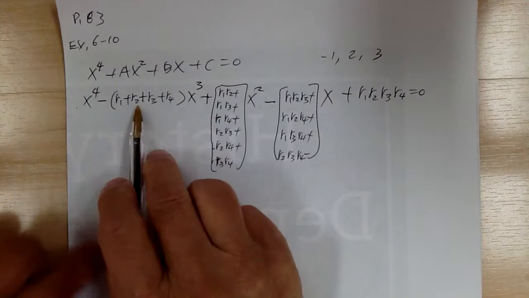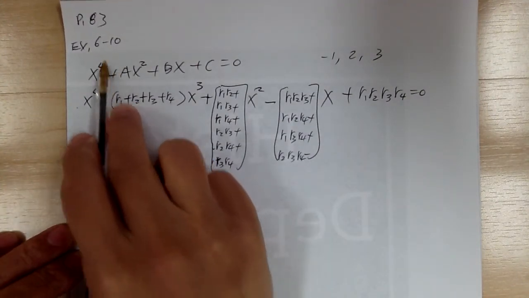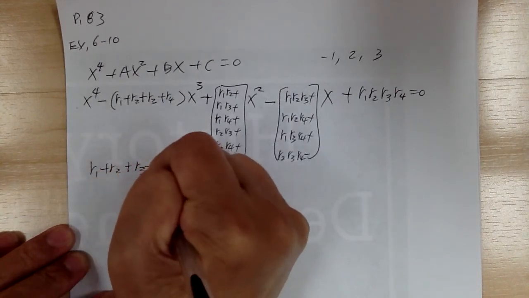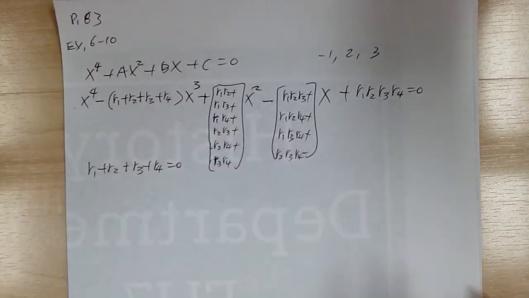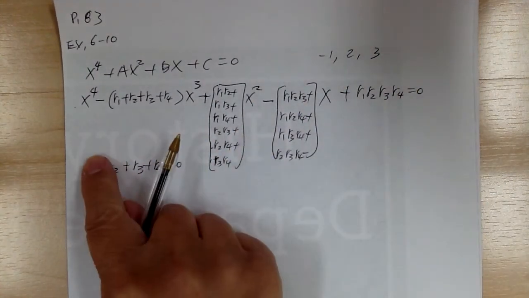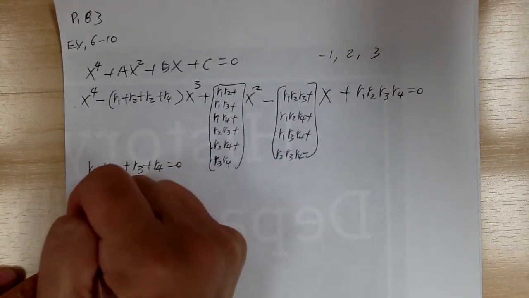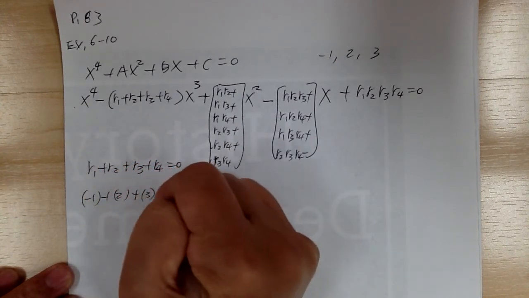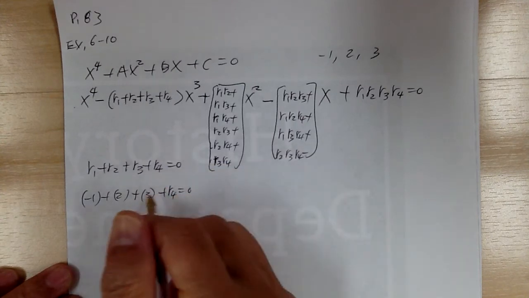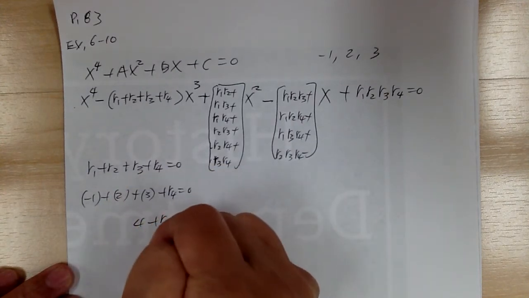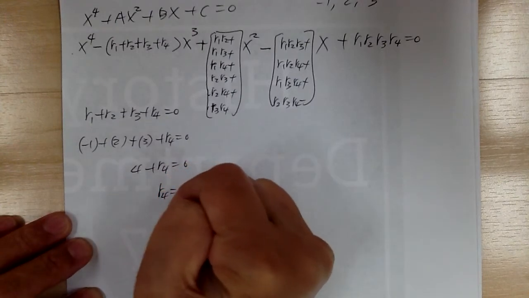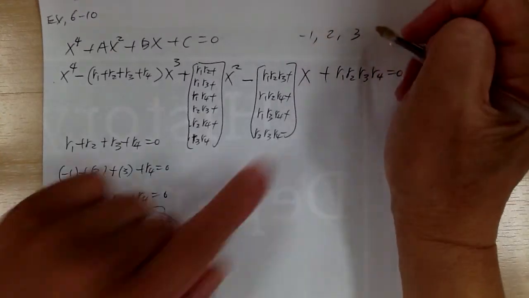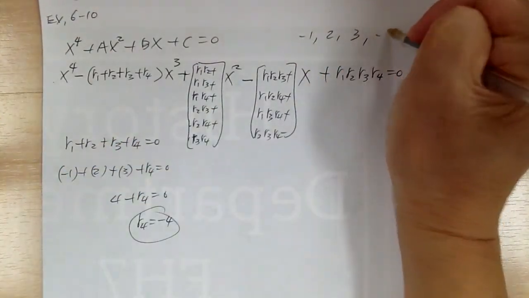Okay, now if you notice when you match it up, there's no cube part. That means r1 plus r2 plus r3 plus r4 equals 0. Okay, so you substitute all this into here. So you've got negative 1 plus 2 plus 3 plus r4 equal to 0. So this will give you 4 plus r4 equal to 0. So r4 equals negative 4. Okay, so that's important information. So right away, we can see that the next root is negative 4.